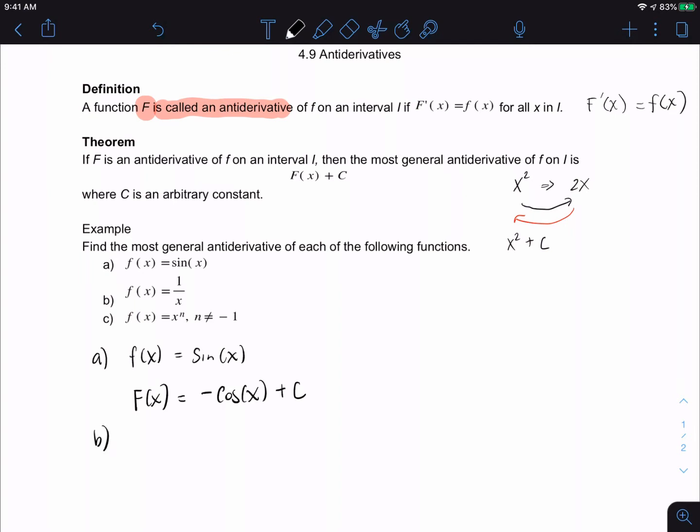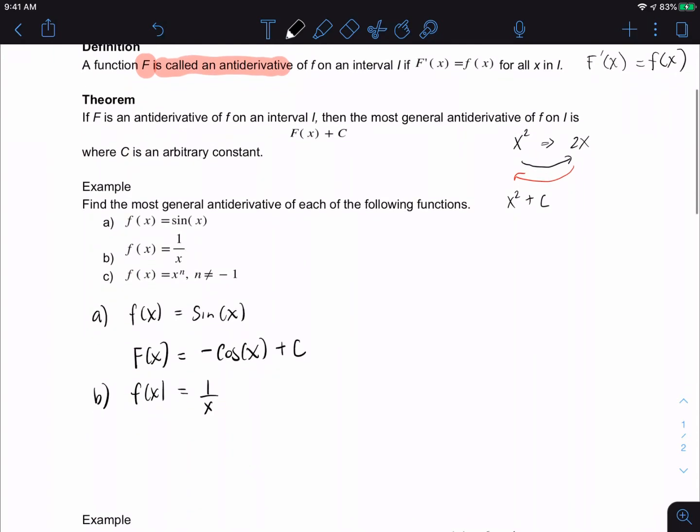Here's B. If I have a function equal to 1 over x, what function's derivative gives me 1 over x? ln of x plus c. There it is. That was Max, right? Yes, sir. I know your voice. ln of x plus some constant c.